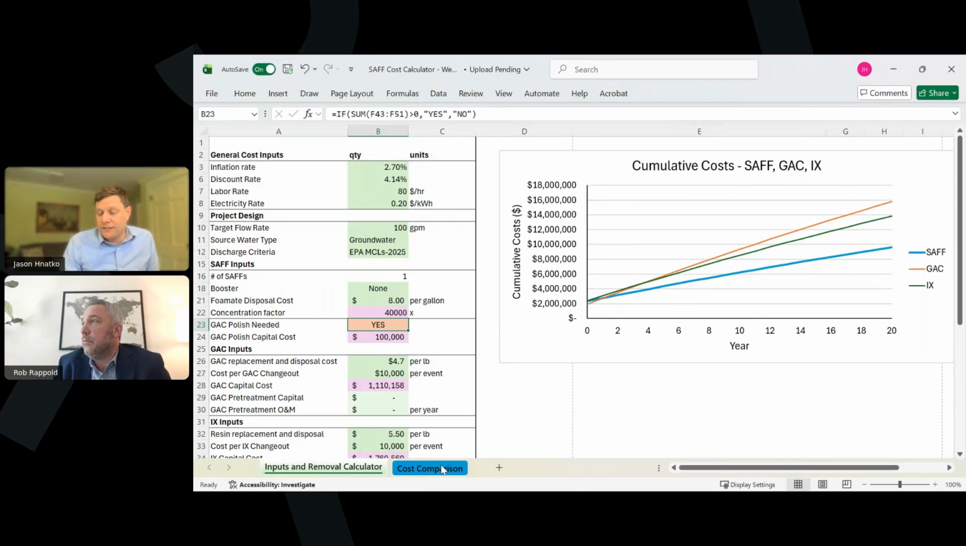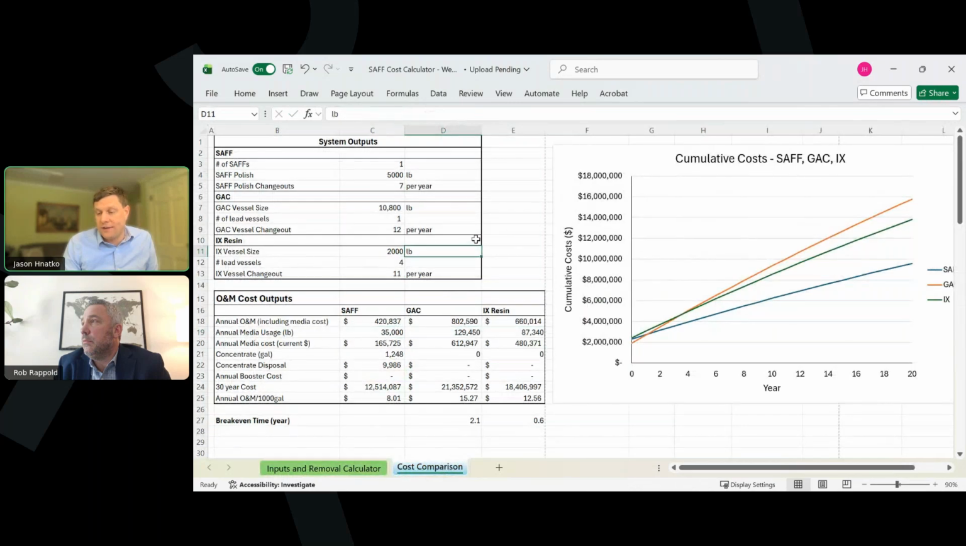So if we go over to the cost comparison tab, we can see what is driving that difference. So we do have a carbon polish. So we have 5,000 pounds of carbon on the SAFF, and we're changing that 7 times per year. Whereas if we went to only carbon, we would have larger vessels, and we would be changing those 12 times per year. So if you look at the outputs, you can see that media usage is 35,000 pounds for the SAFF plus carbon versus about 130,000 pounds of carbon each year just for GAC. And resin is in between there at 87,000 pounds.